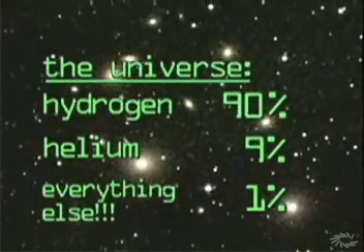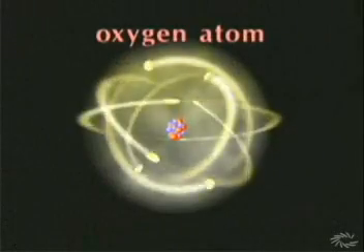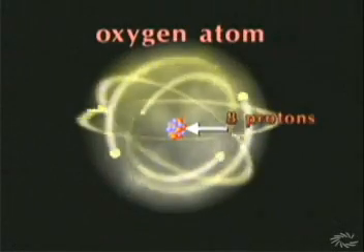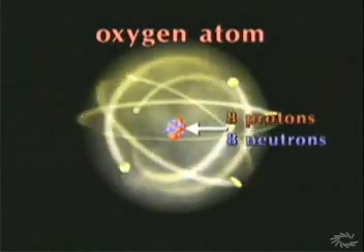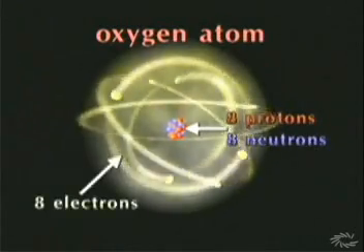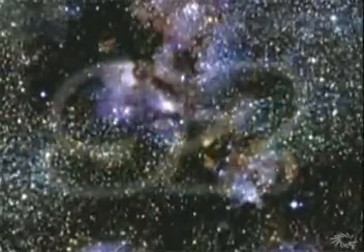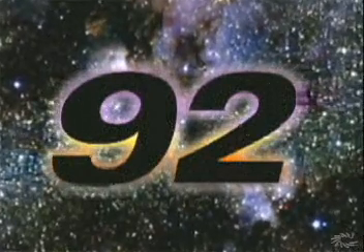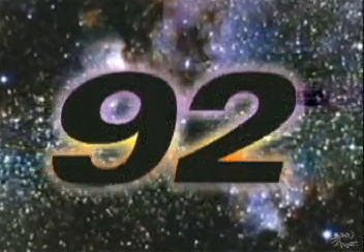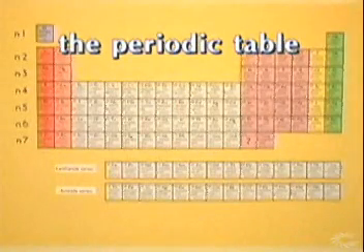Other elements have varying numbers of protons and neutrons. This oxygen atom has 8 protons and usually 8 neutrons. When it is electrically neutral, an oxygen atom also has 8 electrons. In total, there are 92 elements found naturally in the universe, and another 20 or more that have been created in laboratories. This periodic table is a list of all the elements.